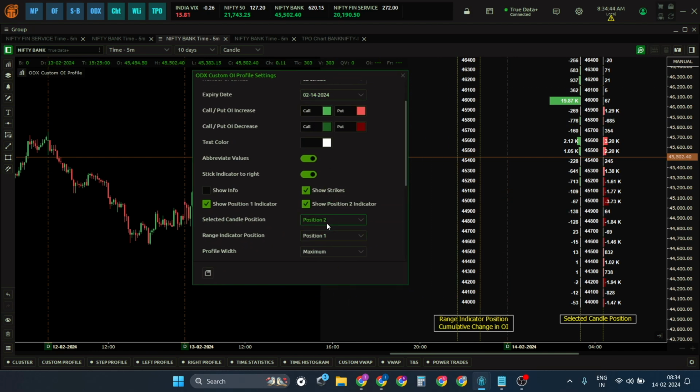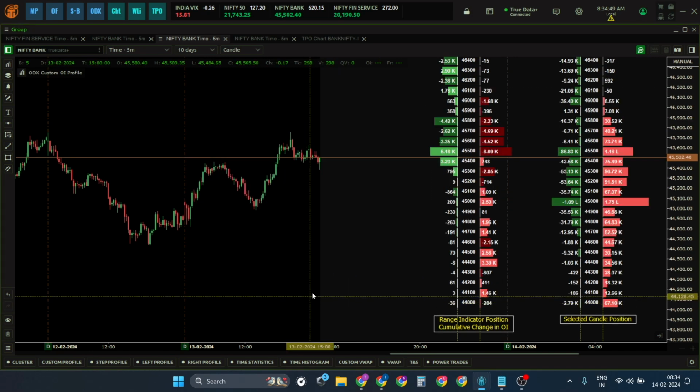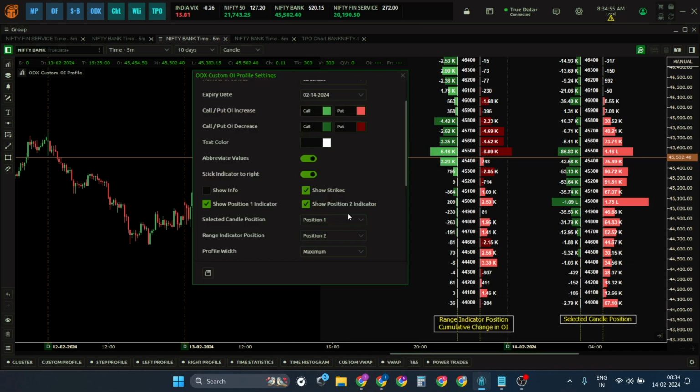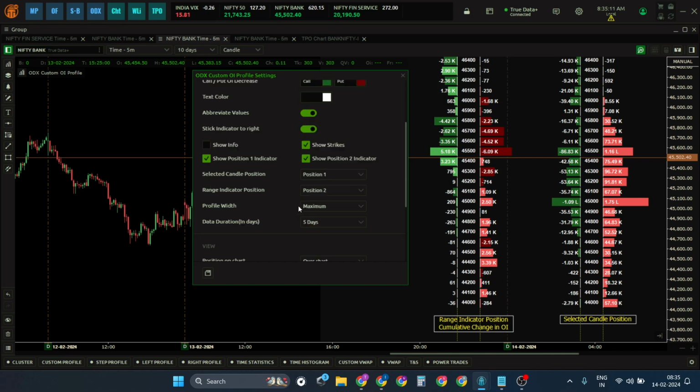So why do we need to do this? Very simple reason: we are not going to use only one profile. As I said, we are going to combine all the indicators and make a robust trading setup. So that's the reason it's very important. After 2 or 3 videos you will understand it much better. So you can switch between position 1 and position 2.